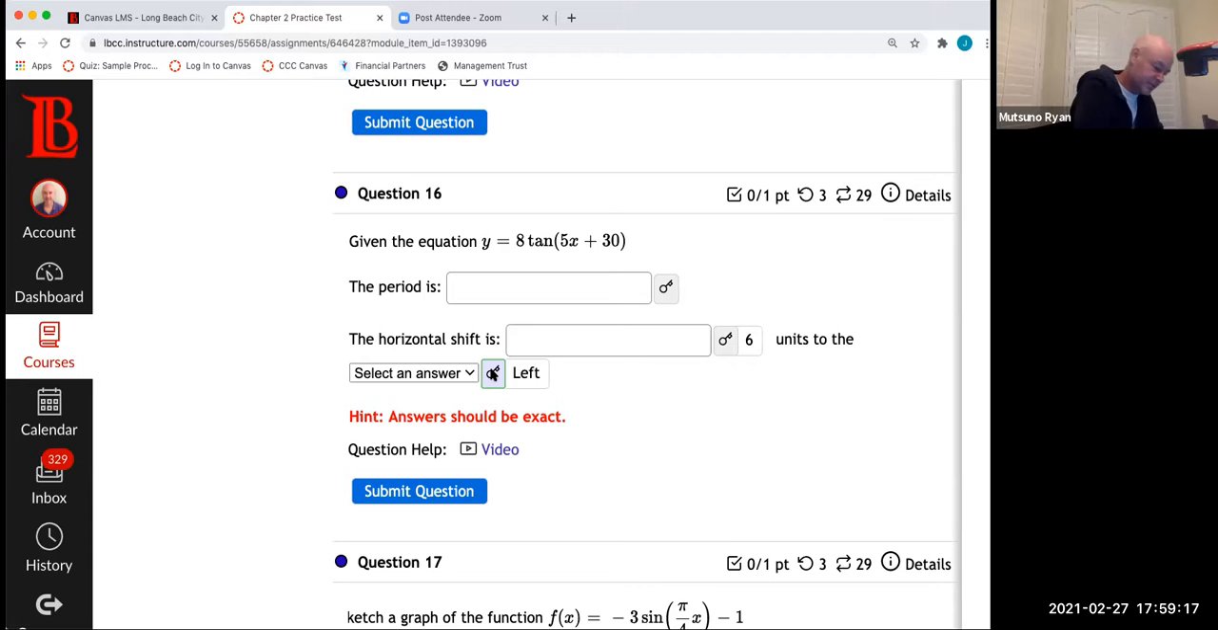Now the horizontal shift, also known as the phase shift, is going to be, now the way that they word it, it's actually, we would say -6, but the way that they're doing this is they're saying that it's 6 units to the left in this case. I think it's easier to just say -6. That's fine.